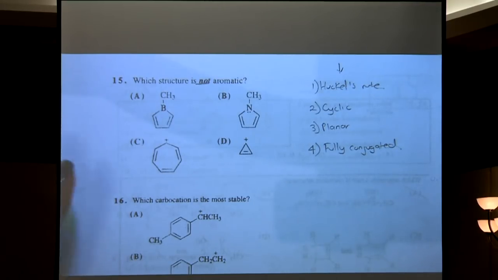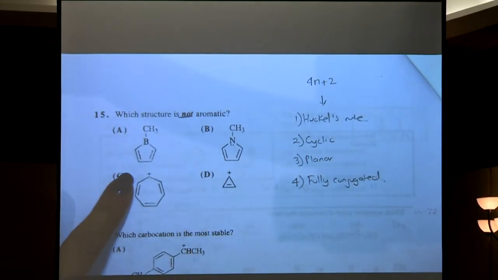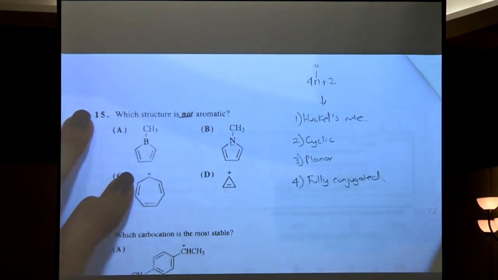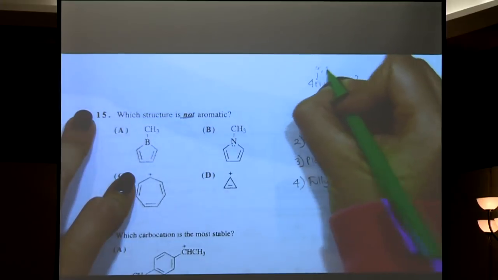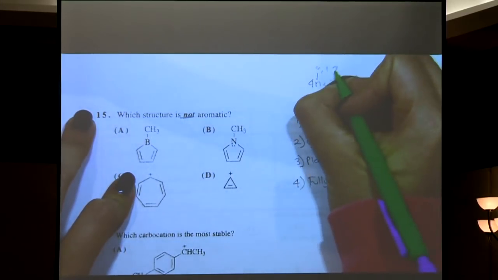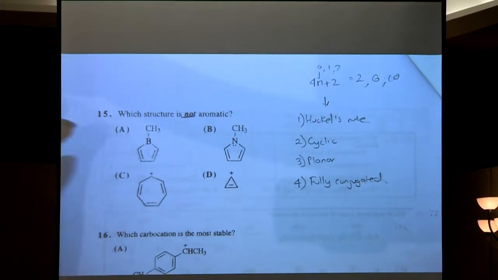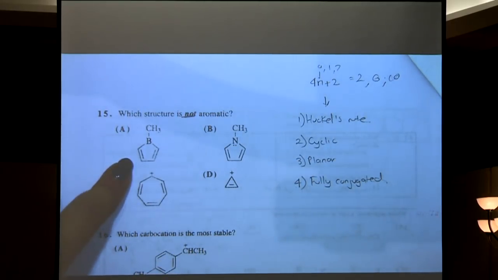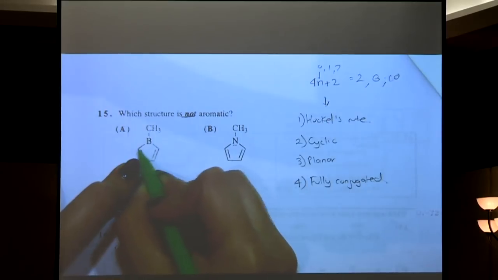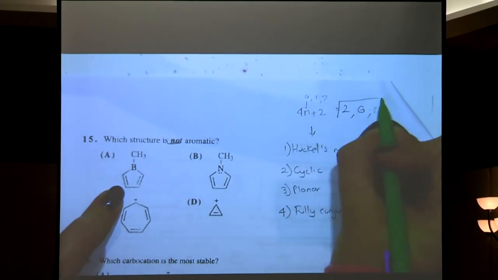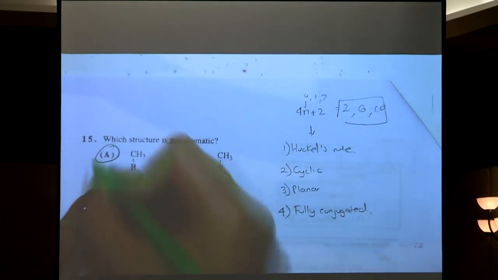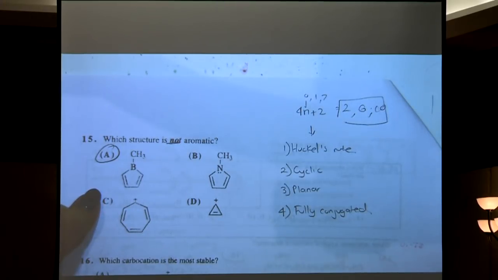Okay, so in this case, if we plug in 0 for n, you could get 2. If you plug in 1, you get 6, then 10, and so on. So if it satisfies any of those numbers, then it should be aromatic. If we look at the first one, you have 4, not a number that works, so that's the answer. Any questions?